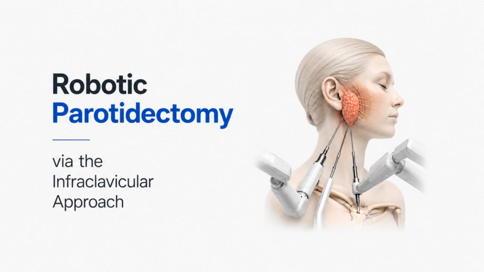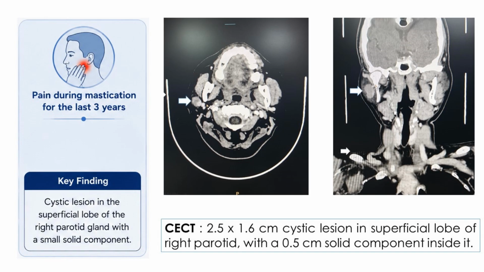Here we are planning to do a robotic adequate parotidectomy in a patient who is diagnosed with a 2.5 by 1.6 centimeter complex cystic lesion involving the superficial lobe of the right parotid gland.